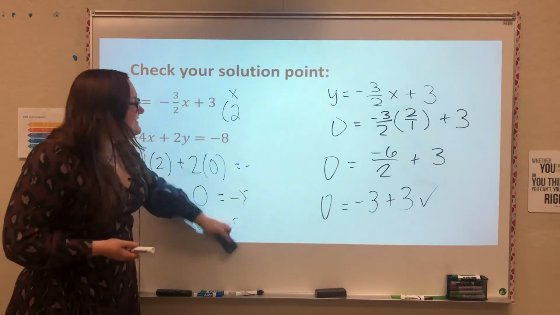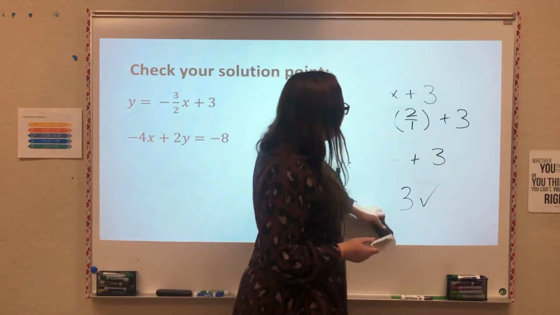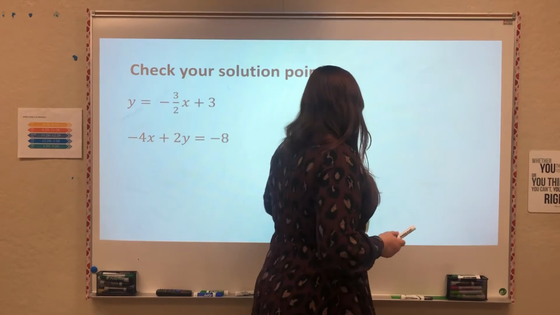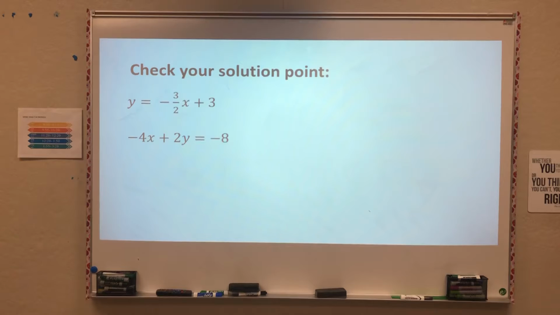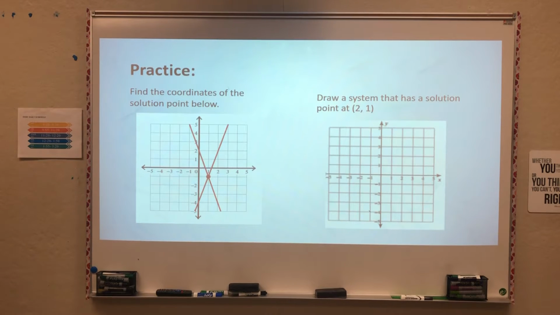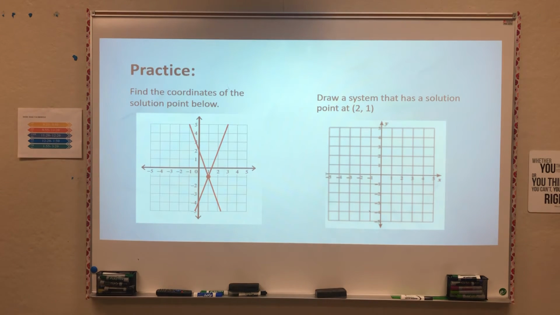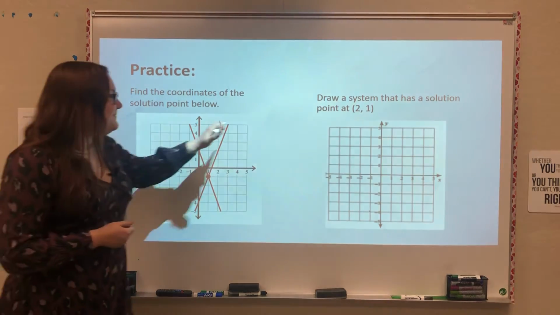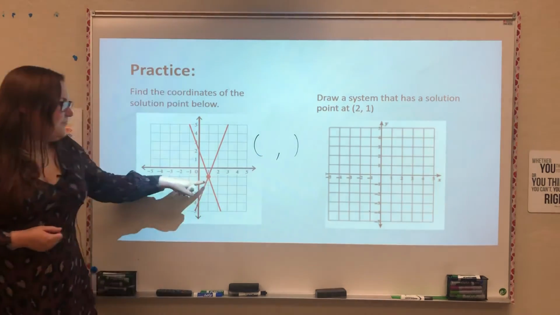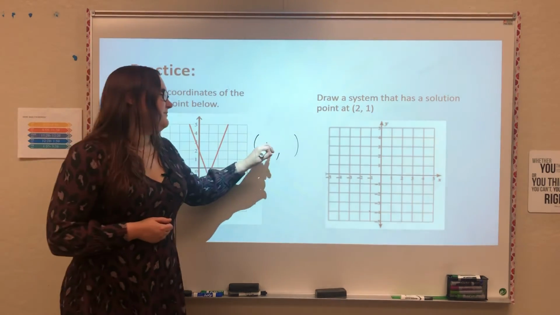I'm going to erase all of this, and I've got a couple questions for you to try. The first two are a little different. They should be quicker, though. And then I'll have one similar to what we just did here. The first one says find the coordinates of the solution point below. Well, here it's already been graphed for you, so all we have to do is label the solution point. That solution point is right here where those lines intersect, which is at the point 1, -1.